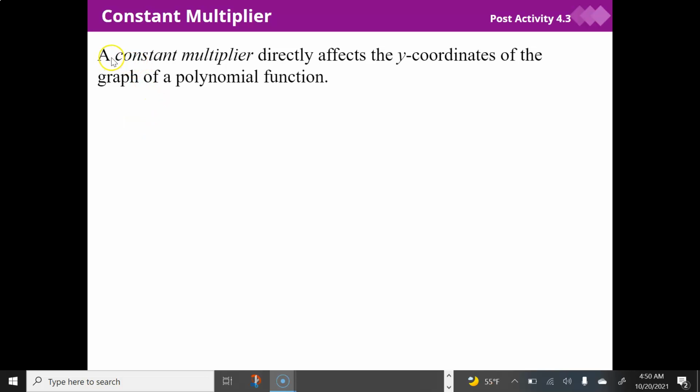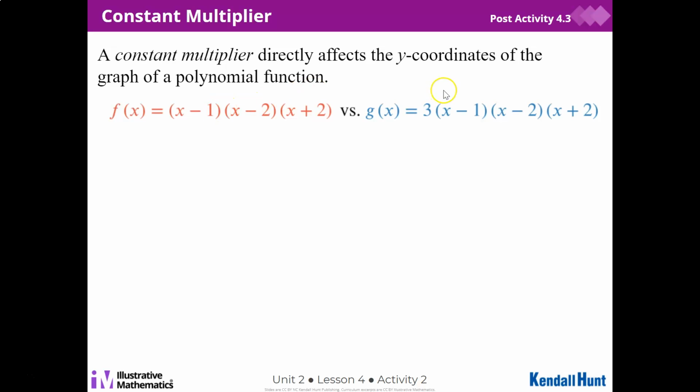We're going to talk here about the concept of what we call a constant multiplier. The constant multiplier will have a direct effect on all of the y-coordinates of a polynomial function, but it will not affect the x-coordinates. Here are two functions, f of x and g of x.